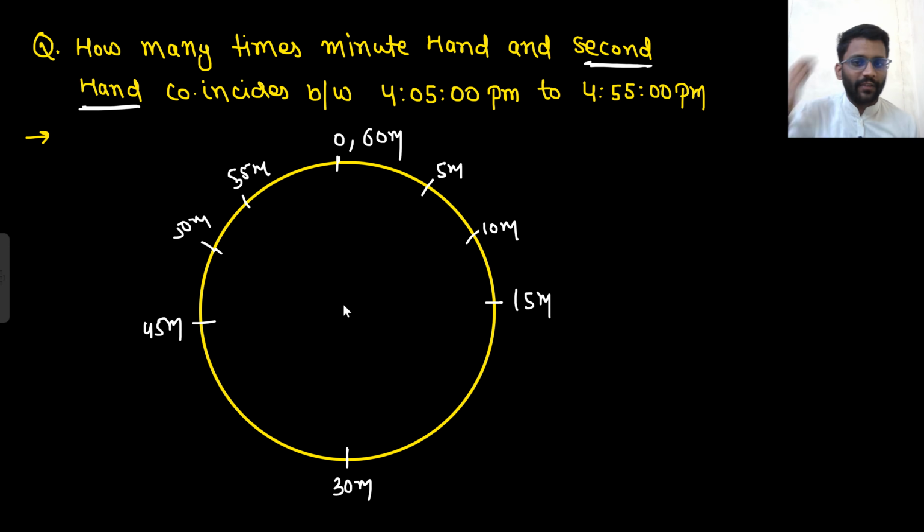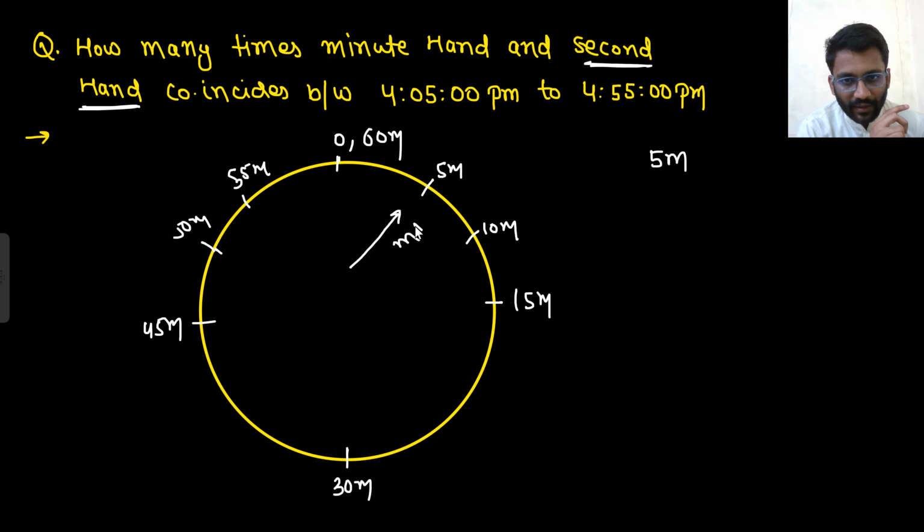We are talking about 4:05. We don't need to think about the hour hand. We only need to think about the minute hand and second hand. So forget about the hour hand. So 5 minutes. If we are talking about 5 minutes, tell me how the second hand and minute hand would look. Minute hand would have been here at 5 minutes.